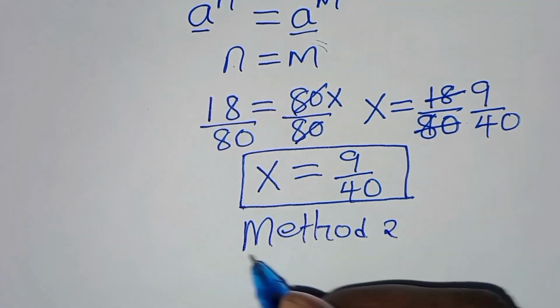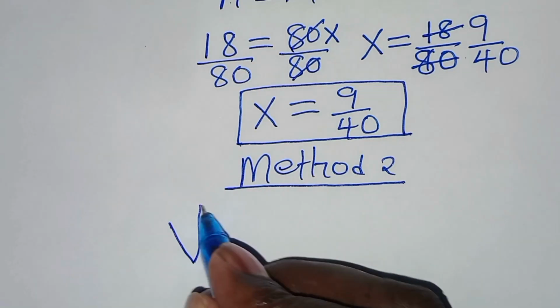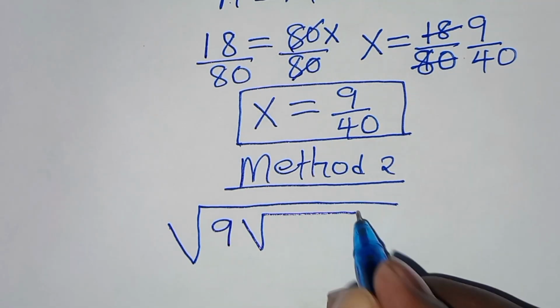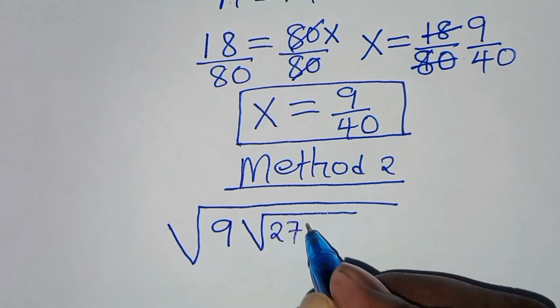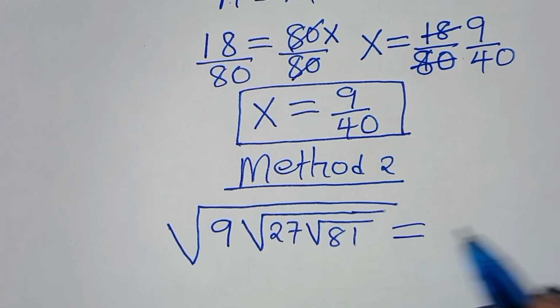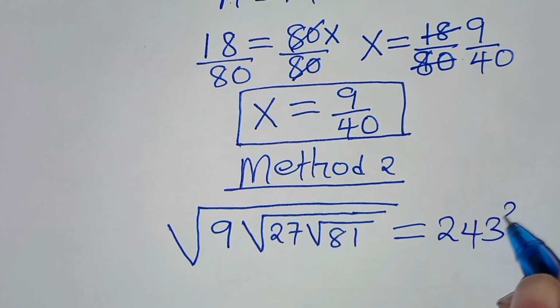Method 2. Now from here we have the square root of 9 multiplying by the square root of 27 multiplying by the square root of 81. This is equal to 243 raised to power 2x.